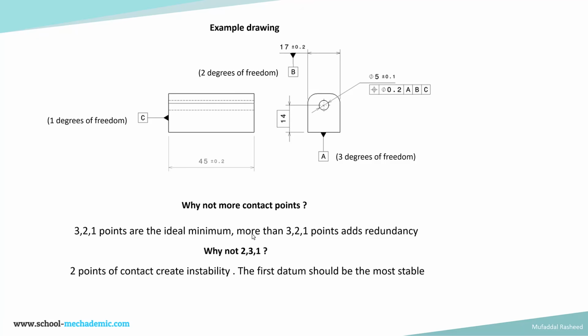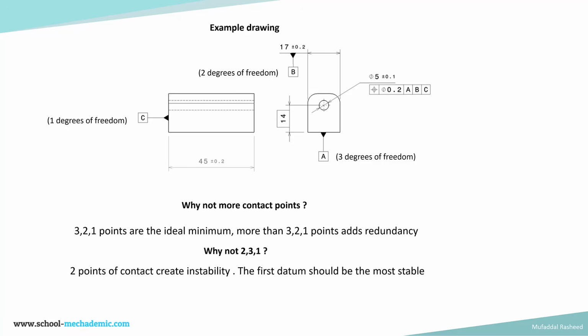Generally, if you have more than 3-2-1 points, that adds redundancy. It constrains the degrees of freedom, but if you add 4 points instead of 3, you add redundancy. For example, a stool which has 3 legs is perfectly constrained as opposed to a stool which has 4 legs. A stool which has 4 legs, because of manufacturing variations, will cause rocking, whereas a stool which has 3 legs will not cause rocking. So redundancy is being added. So that is what redundancy means.